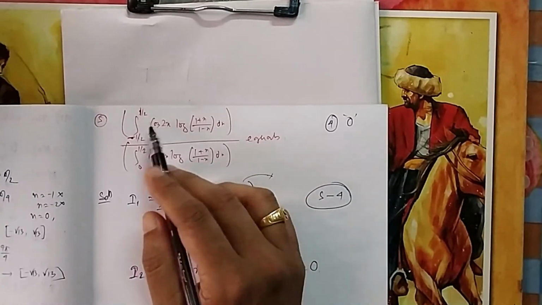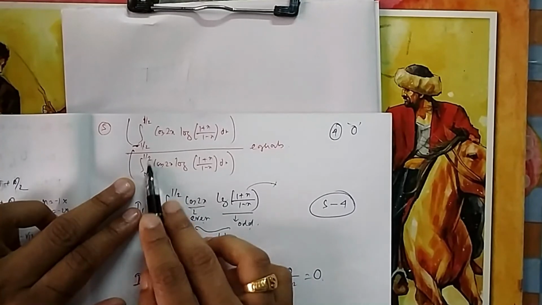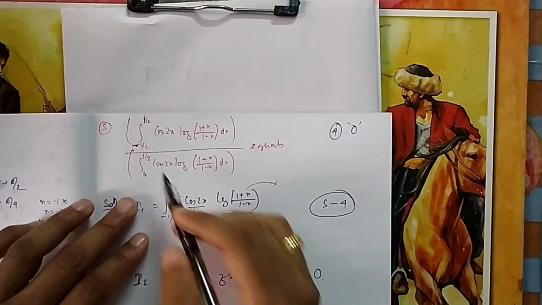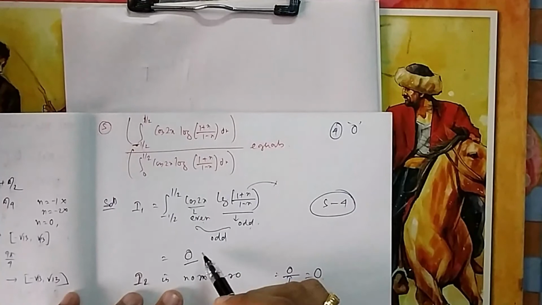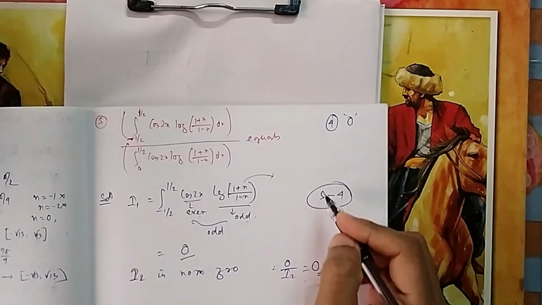So the numerator is 0, and the denominator is not 0 because it is 0 to half. If it is minus half to half, then it is 0. So 0 to half, it is not 0. The total is 0 if it is an odd function. So the numerator is 0 but the denominator is not 0, so its answer will be 0. Therefore s is connected with 4.